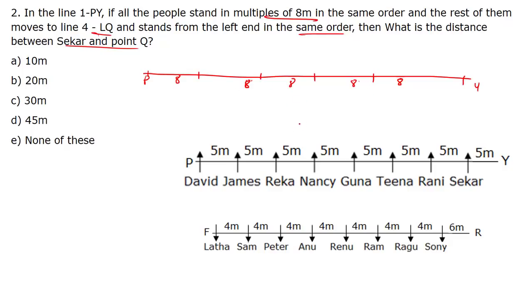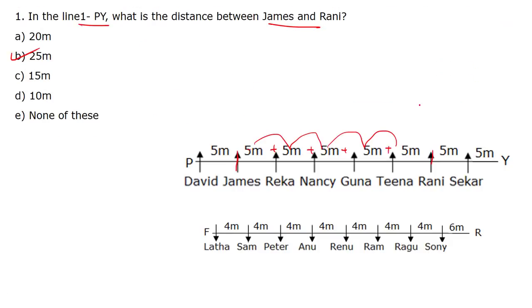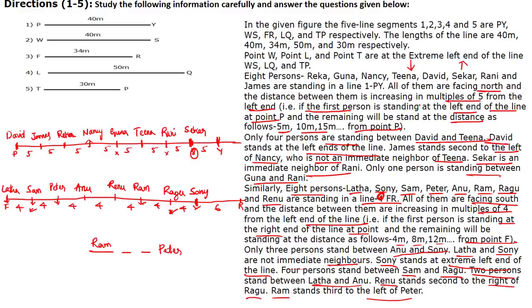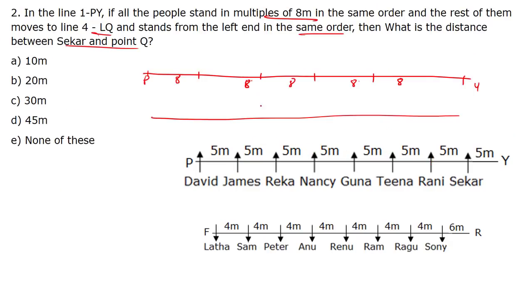So if all the people are standing here in this way, the remaining persons will move to the next line. So the next line is what? LQ. The distance between L and Q is 50 meters. Okay, now let me put all the persons. David would be here. James is here. Then Rekha is here. Then Nancy is here. Then Guna is here. Then Tina would be at this place.